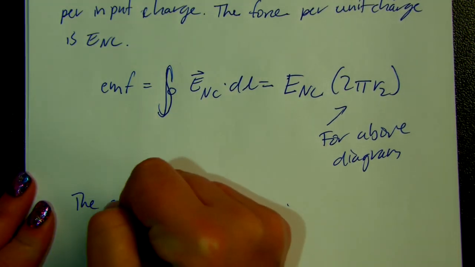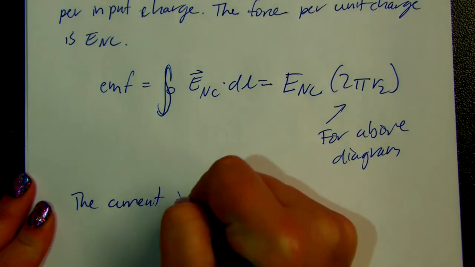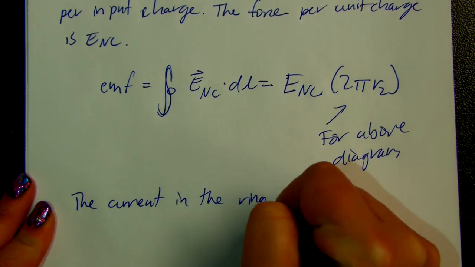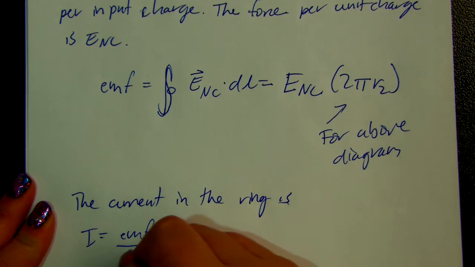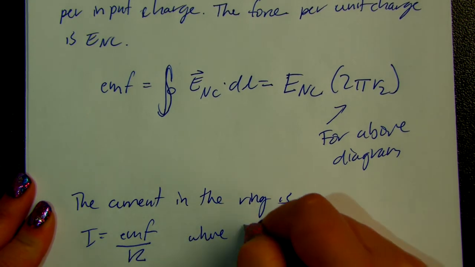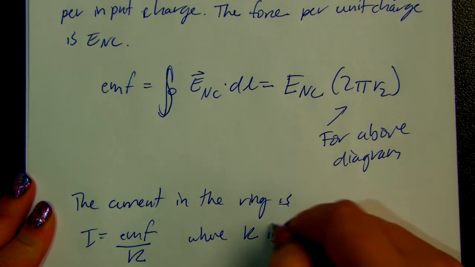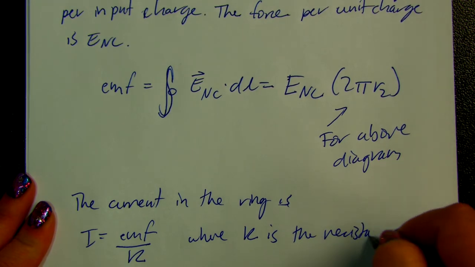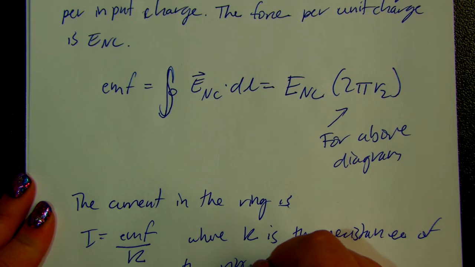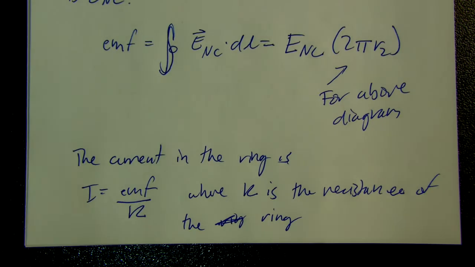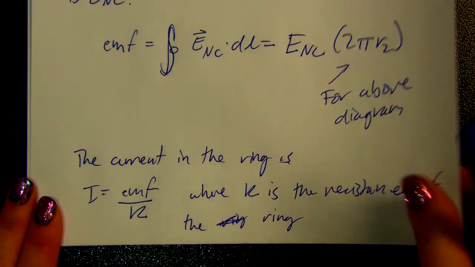Okay, so building on that, so we already have some expressions to relate EMF to current. So the current in the ring is I equal to EMF over R, where R is the resistance of the ring. So this really does just look like a battery in terms of how it's working. Okay, so let's take this apart a little bit more.